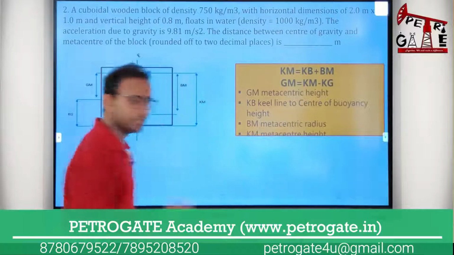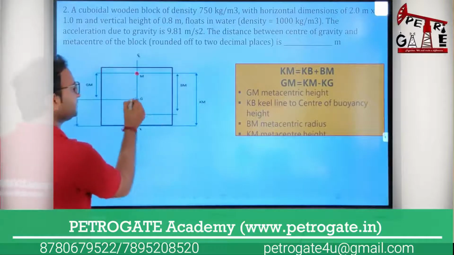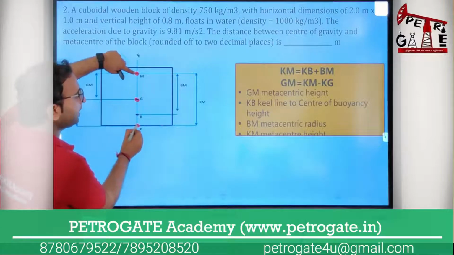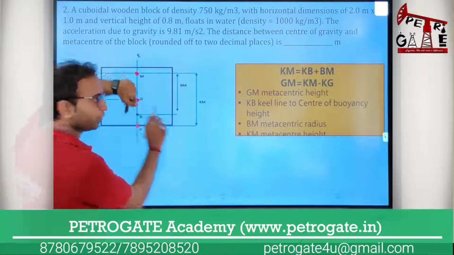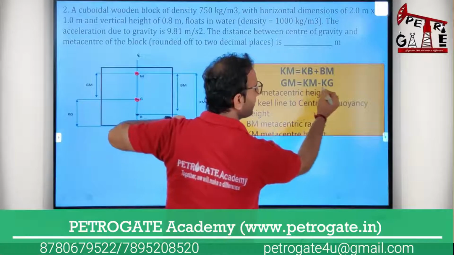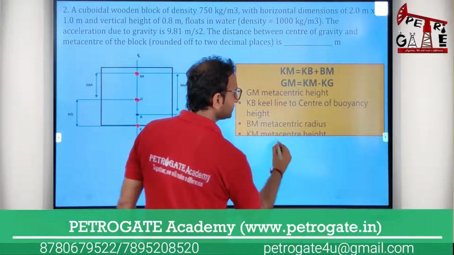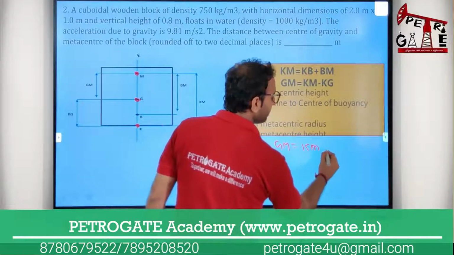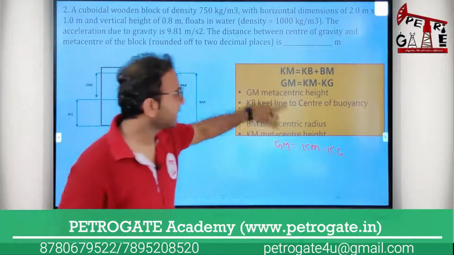KB plus BM. Is there any problem? No. And can I write GM equal to this? GM equal to KM minus KG. So I will get GM, no problem. So GM equal to KM minus KG. Okay. So can I write this line? Can I write like this line? GM equal to KM minus KG. No problem. This line I am repeating the same.